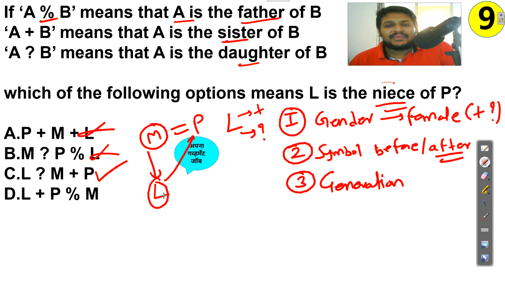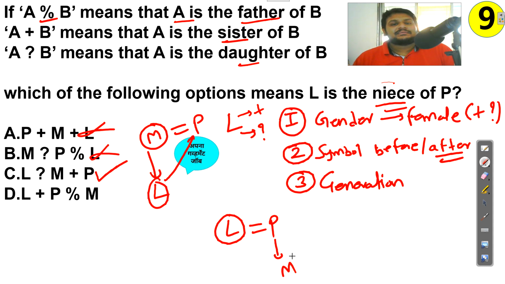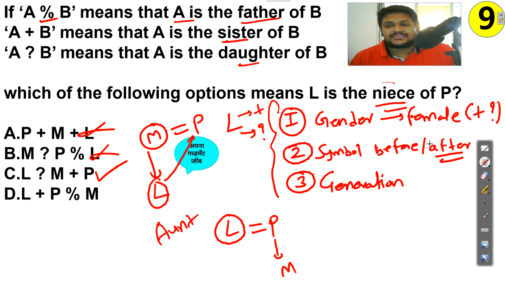Let's check this. L plus P means L is the sister of P, and P percentage M means P is the father of M. In this case L is not the sister of P, right? L is not the niece of P. Instead L is, what is it? Aunt. L is aunt of M and sister of P. So this is very important. These 3 points you must always remember. These 3 points are always required to solve questions of this type. So just remember this type. You can write this question in your notes.